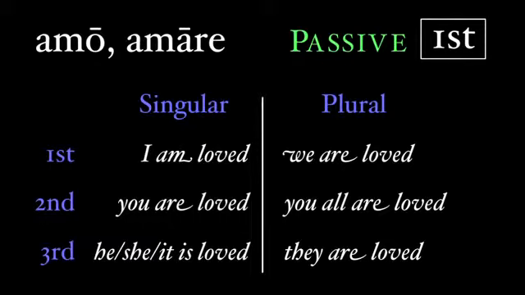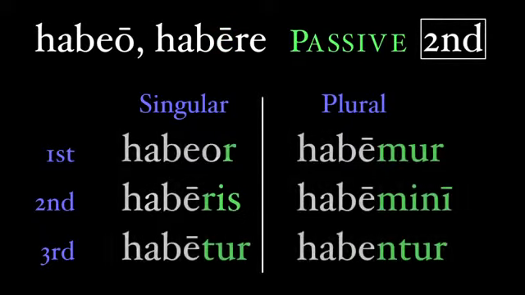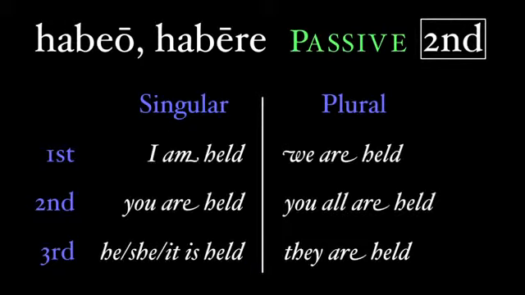We translate the present passive with the present tense form of to be. So here, I am, you are, he, she, it is, etc. And then we put the past participle of the verb. So here, that's loved. A second conjugation verb, like habeo, has a strong E in the stem. And so its conjugation is habeor, haberis, habetur, habemur, habemini, and habentur. Again, see how the translation reflects the passive nature of this verb.